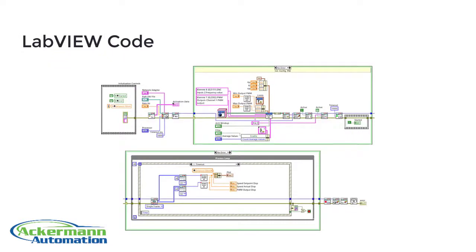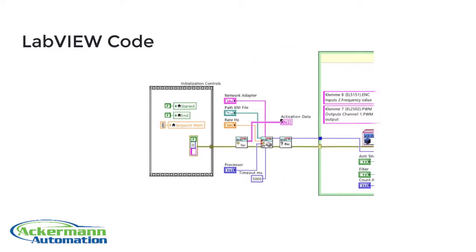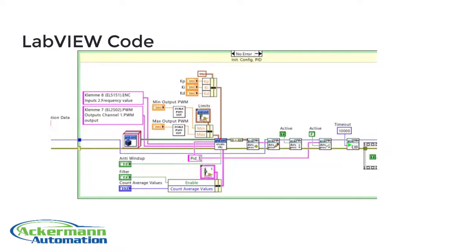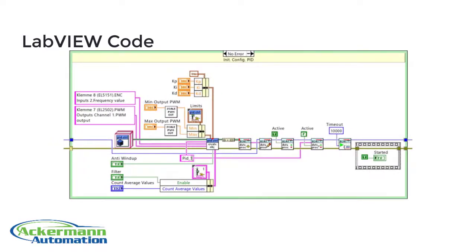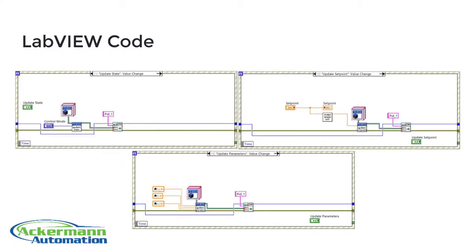Here we take a look at the LabVIEW block diagram. Using the driver libraries for the EtherCAT library for LabVIEW the programming is very simple. After starting the EtherCAT master the PID controller is constructed with the initial parameters. In the process loop we continuously acquire the speed process value and PWM output. Here we see the updates of the PID controller to set the state, set point and parameters.